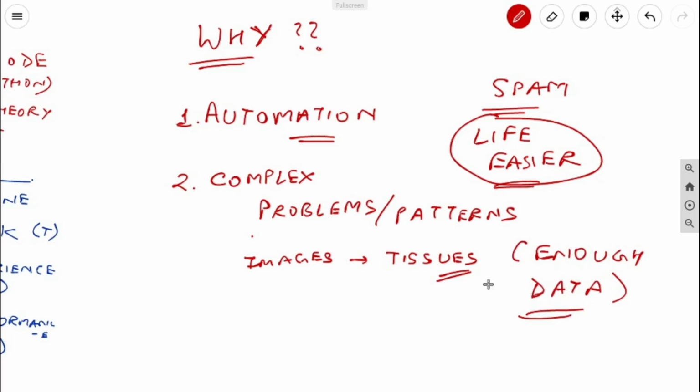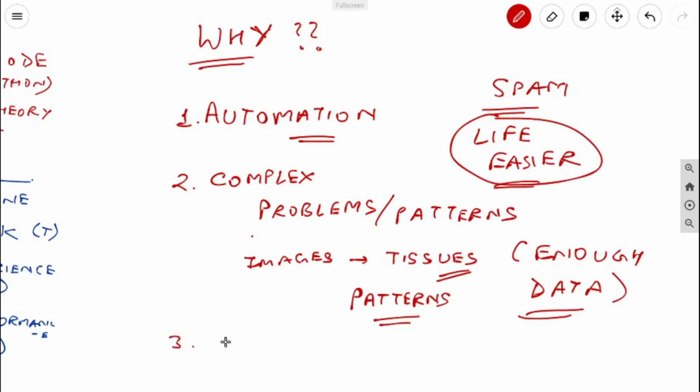So if it has been given enough data, then the machine learning software or hardware or whatever it is can identify certain patterns within the images of the tissue for the patients who had cancer as opposed to patients who did not have cancer. So it can compare the images when it gets them and give you a prediction whether the patient has cancer or not. So that is what can be used.